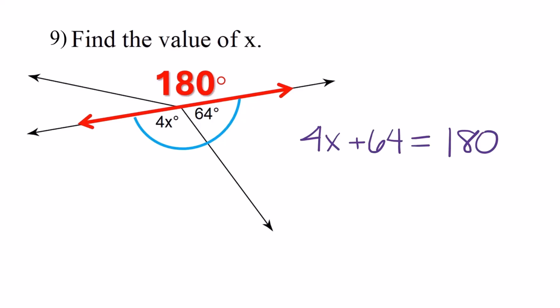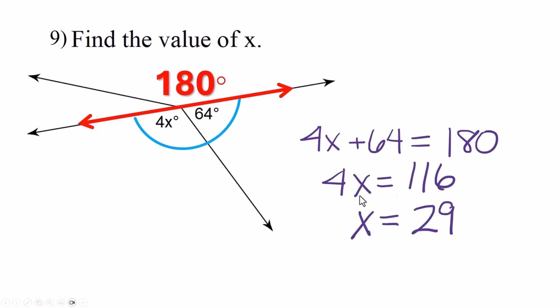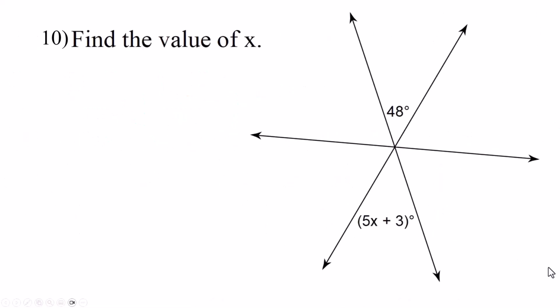Now you have to be able to do algebra. Let's subtract 64 from both sides, and we get 4x equals 116. Divide the 116 by 4, we get x equals 29.